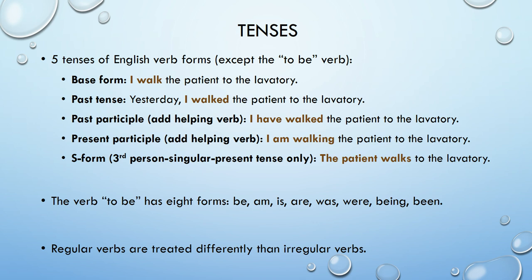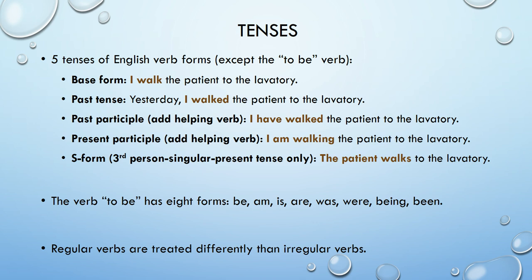And then the S form, which again, is third person, singular, present tense only. Can you use that S form? The patient walks to the lavatory. So you can see the word walk being used in each of those. The tricky one would be to be. The verb to be has 8 forms, just to throw a wrench in it. So you have be, am, is, are, was, were, being, and been. So that's something to keep in mind, that the to be verb has different forms that look very different from each other, and is not subject to that 5 tense rule.